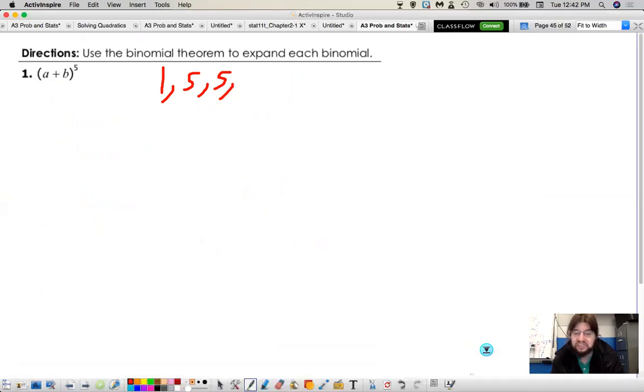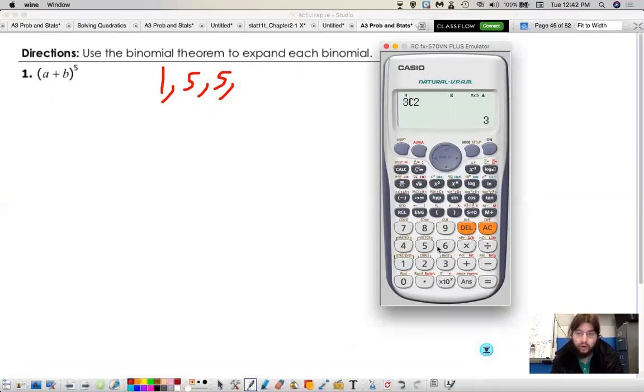I forgot, so I'm just going to use my calculator. We're on row 5. My first number is a 1. My second number is a 5. I think my third number is not 5. I really did forget. It should be a 10.